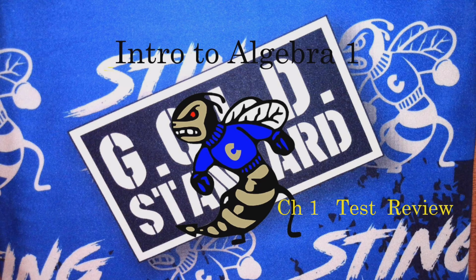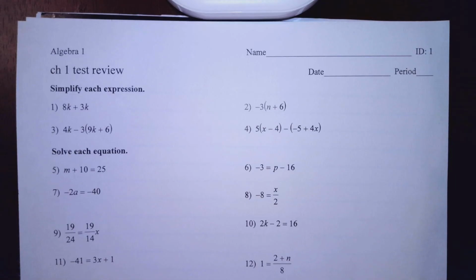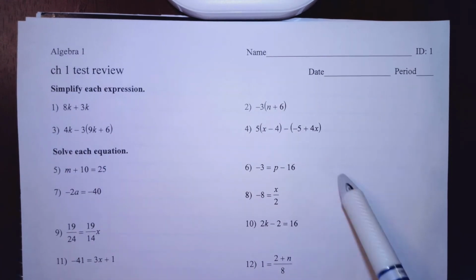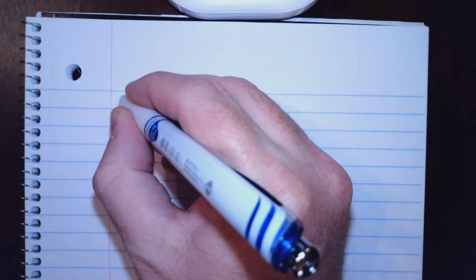Alrighty, this video is going to cover the Chapter 1 test review. It is basically going to look like this. This is where we're going to start. We're going to start up here with simplify the expressions. I'll probably go ahead and start with number 3 and number 5. You need to do it first and then come to here, and then we'll see what you see. So number 3, and we'll start right there.